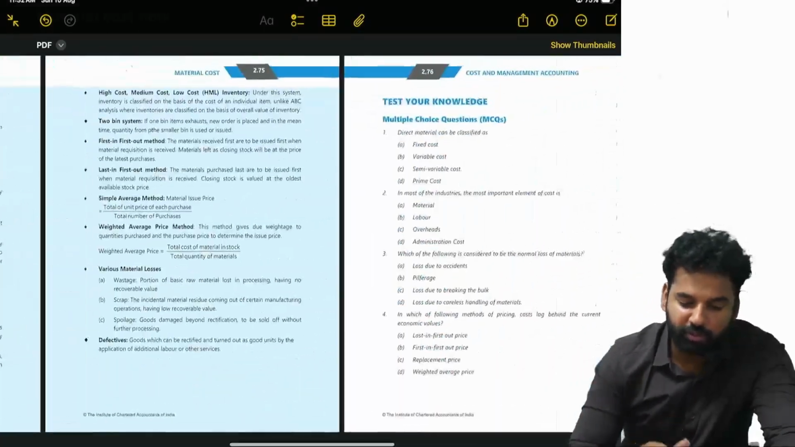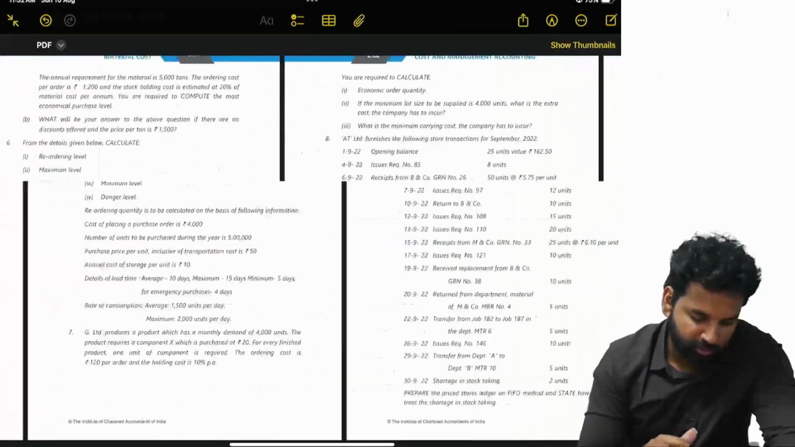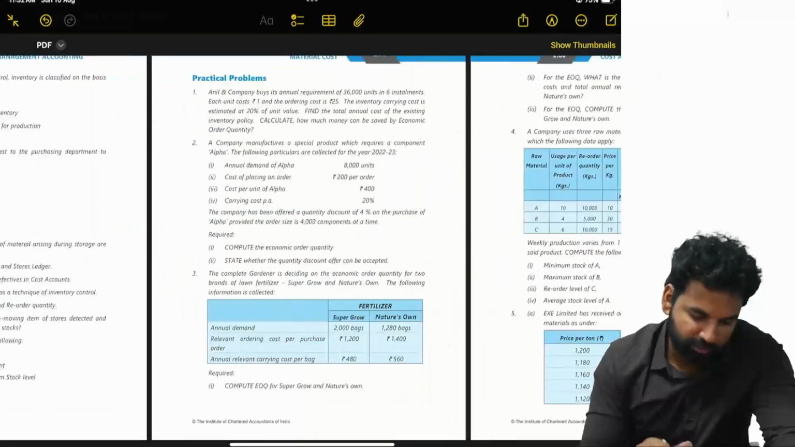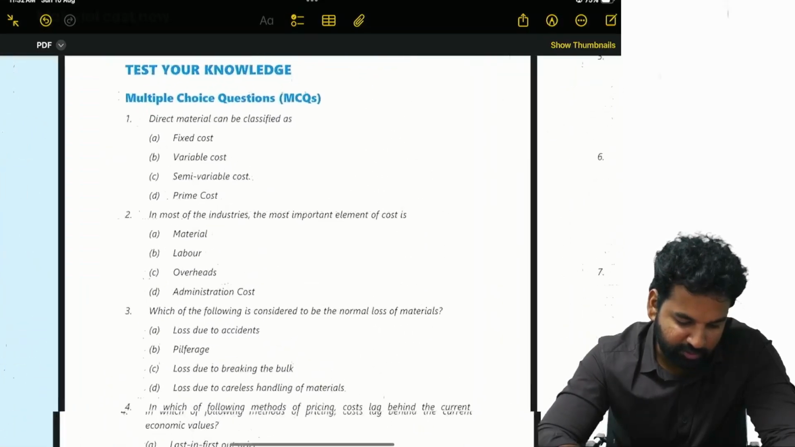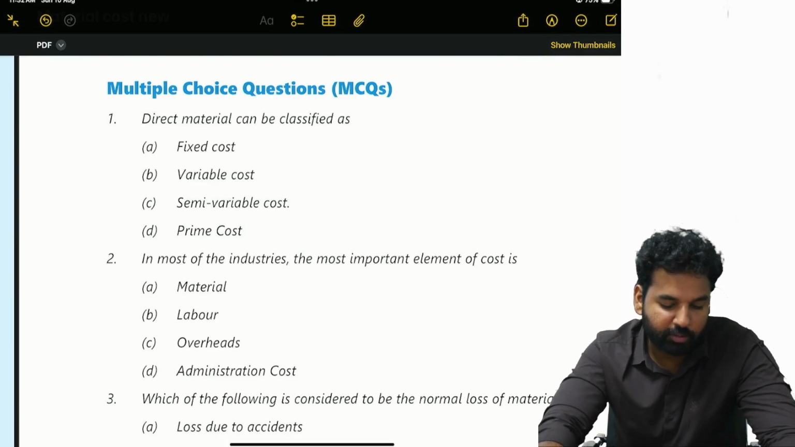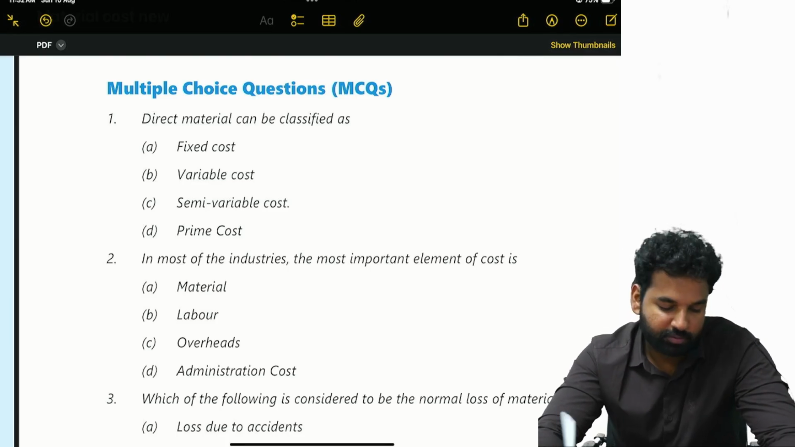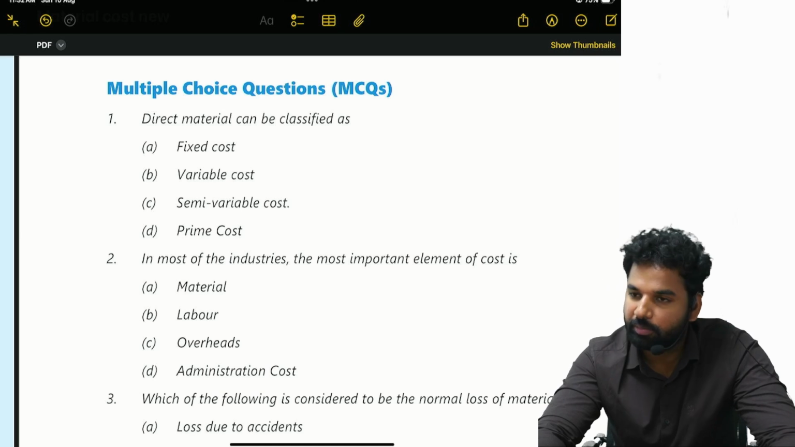So that means all the questions under the concepts have been completed, but under practical questions we have some case study questions and all. We'll see. So just for this, can you tell me the answers for these MCQs? Direct material can be classified as fixed cost, variable cost, semi-variable cost, prime cost.